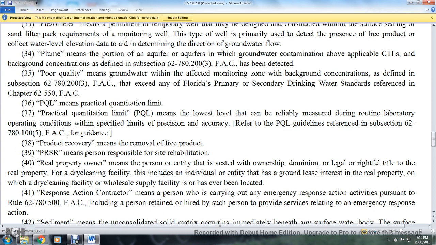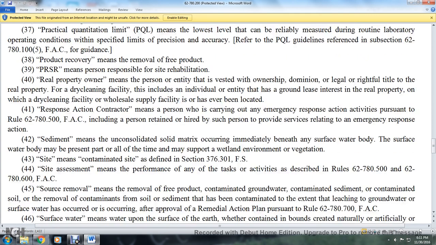Real property owner means the person or entity vested with ownership, dominion, legal right, or title to the real property of the dry cleaning facility. This includes the individual or entity with a ground leasing interest in the real property where the dry cleaning facility, wholesale supply facility, or other facility has been located. Responding action contractor means the person carrying out an emergency response activity pursuant to Rule 62-780.500, Florida Administrative Code, including any person retained or hired by such person to provide services relating to the emergency response action.